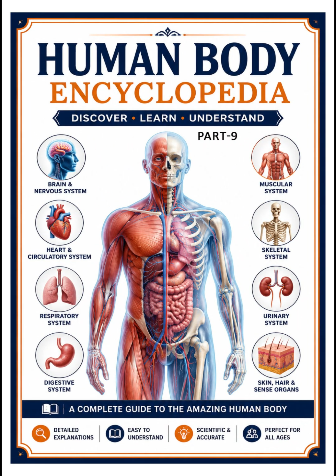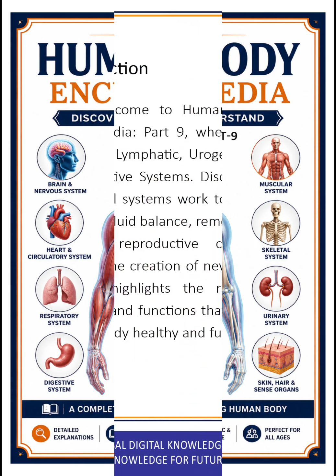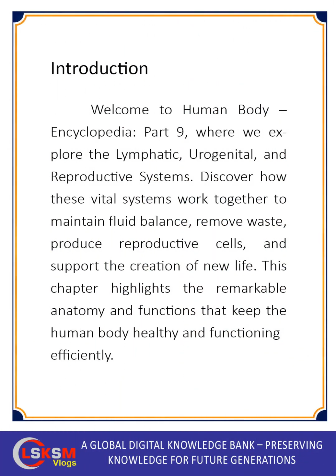Today, in this video, we are going to explore the Human Body Encyclopedia, Part 9. Introduction. Welcome to Human Body Encyclopedia, Part 9, where we explore the lymphatic, urogenital, and reproductive systems.